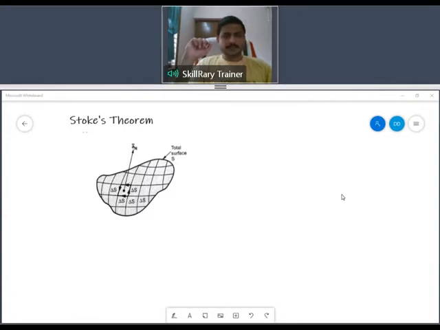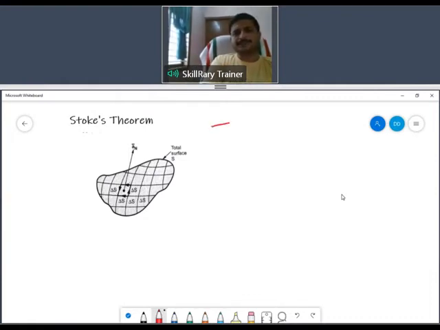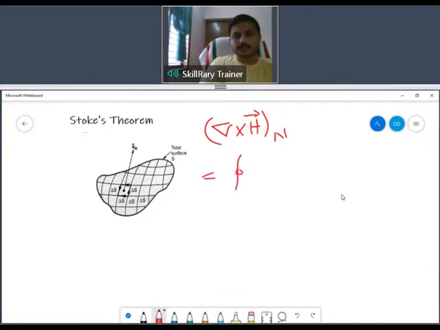Okay. Now applying the idea of curl of H. We have already studied curl of H, right? So applying the idea of curl of H, curl of H in the normal direction. Okay, curl of H in the normal direction is what? Closed integral H dot dl, in general, divided by area, right? This is what we get, curl of H.